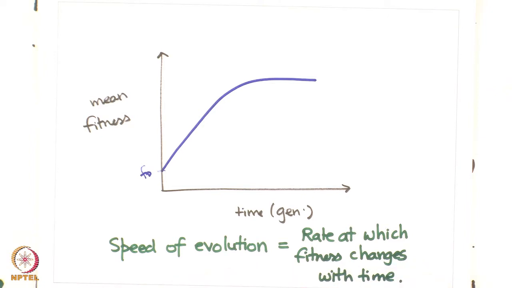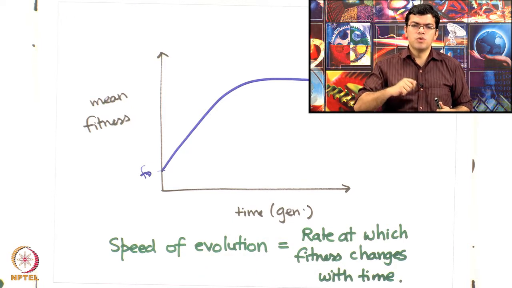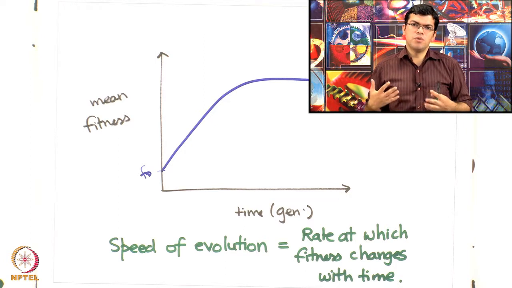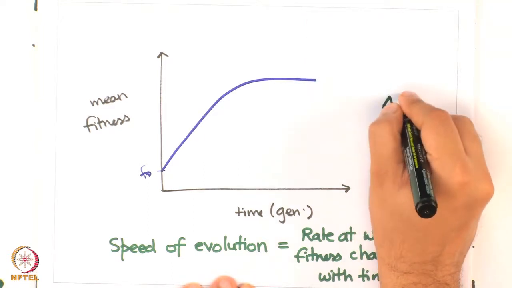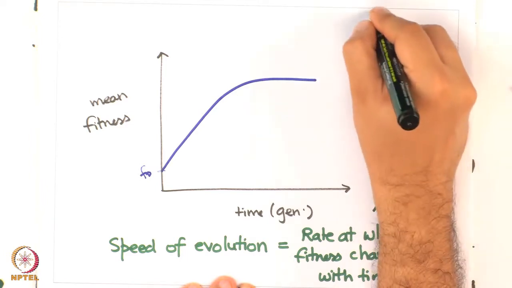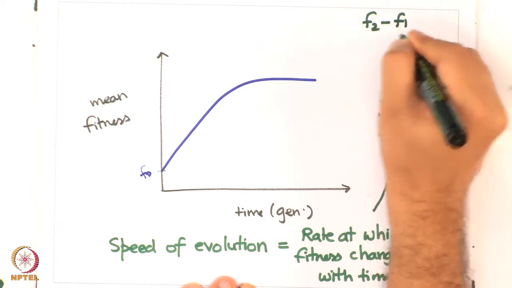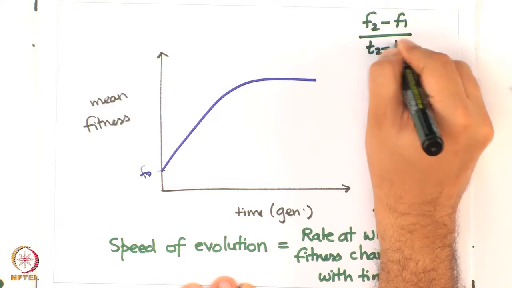If fitness is changing very rapidly with time, that means you have rapid evolution taking place because the population is moving towards higher fitnesses in a very fast way. However, if change in fitness with change in time is happening very slowly, that means evolution is not taking place at such a pace. So, this can be defined as delta f divided by delta t, where delta f is just f2 minus f1, fitness at time 2 minus fitness at time 1, divided by t2 minus t1.